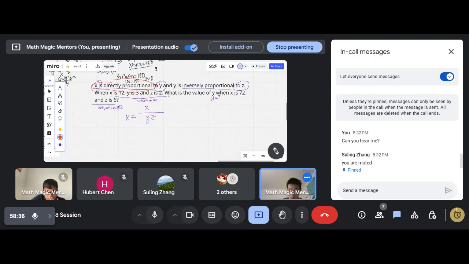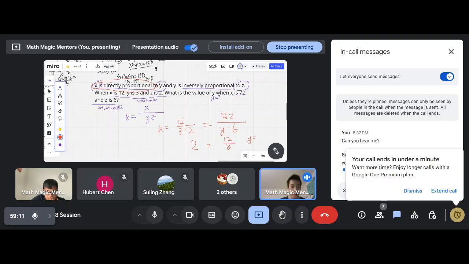We're going to plug in for situation one, which gives us k equals x, which is 12, over y, which is 3, and z, which is 2. And then equate that with situation two, where x is 72, y is something we want to find, and z is 6. So this will turn out to be 2 equals 12 over y, and y equals 6. That gives us our answer.